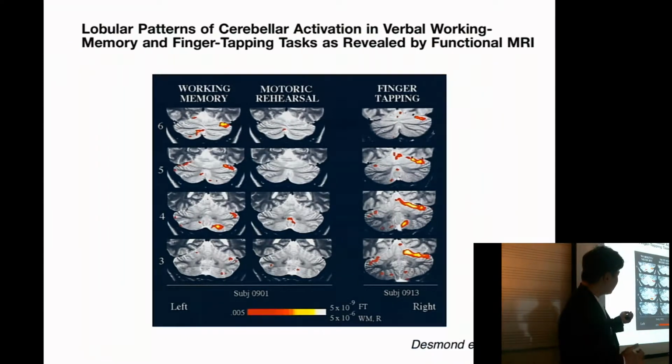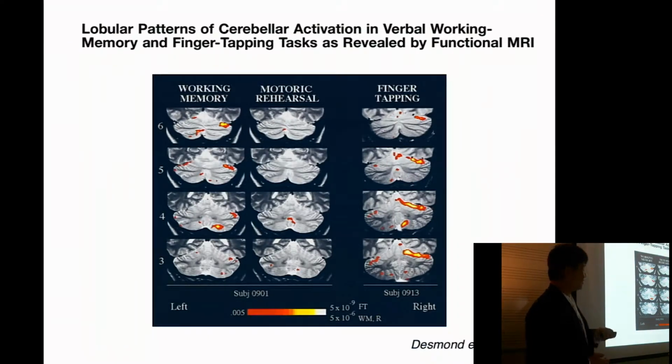What you see here is the multi-section slice view, showing the slice of the cerebellum area. For working memory, this column, and motor rehearsal and finger tapping. And you can see that in some areas of the cerebellum, there's some overlap between working memory and finger tapping, right?